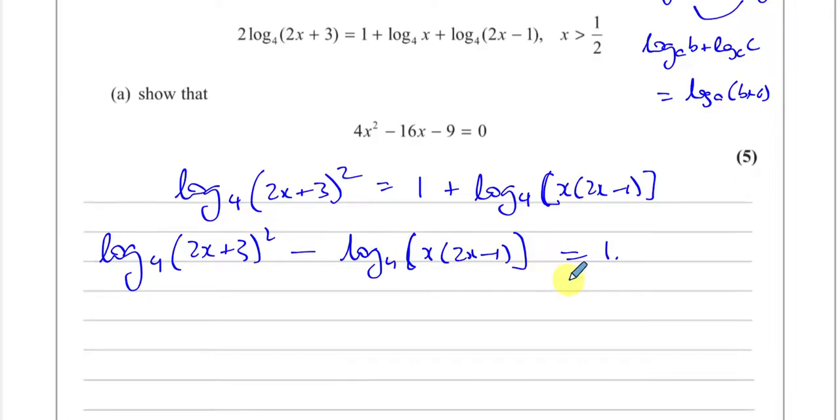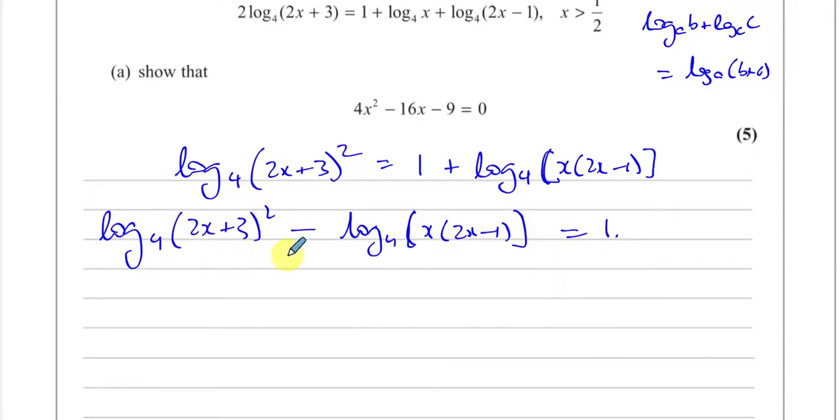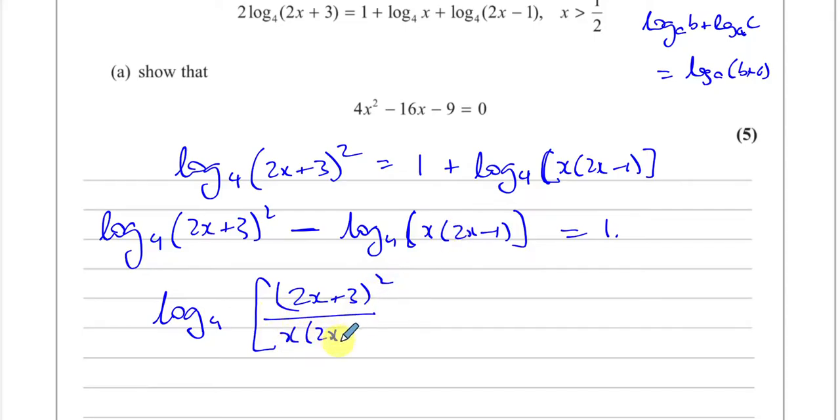So I can combine them together as one logarithm using the division law, where I have log to the base a of b minus log to the base a of c can be written as log to the base a of b divided by c. So I can write this, because there's a subtraction between them, as log to the base 4 of 2x plus 3 squared divided by x times 2x minus 1 equals 1. All right? So now we are almost there.